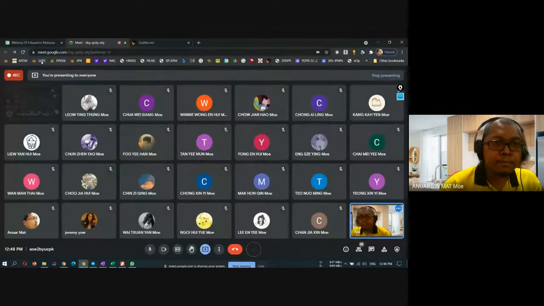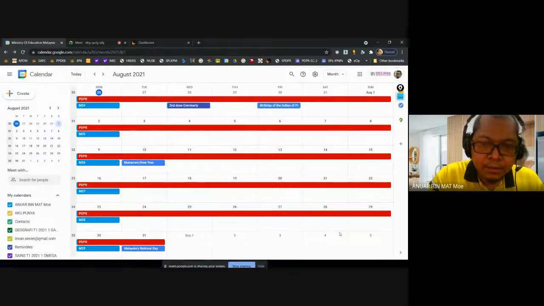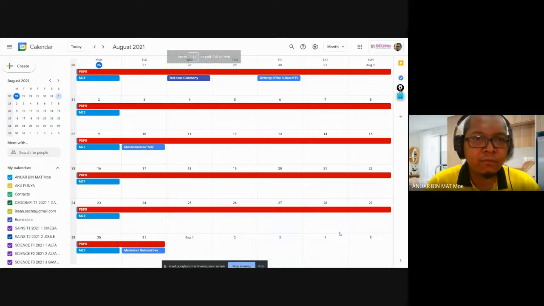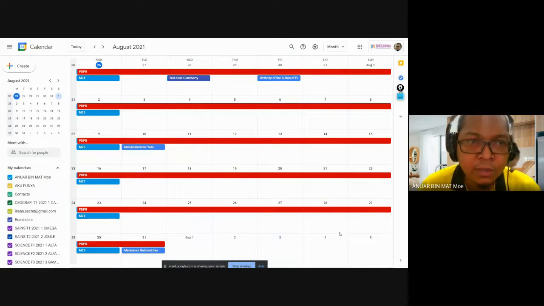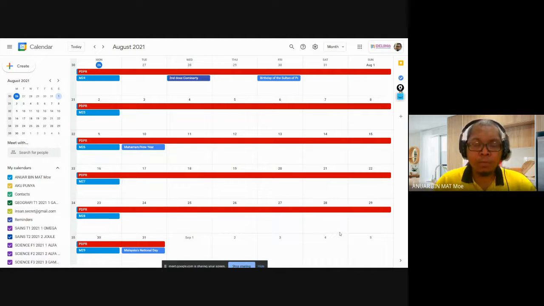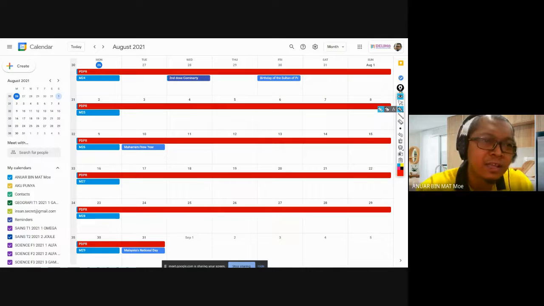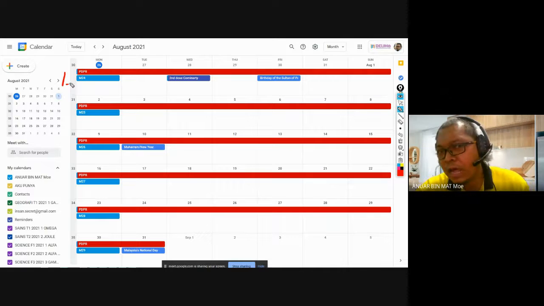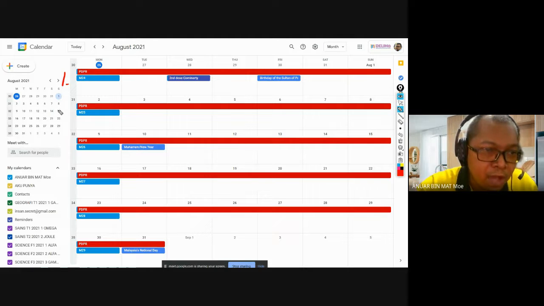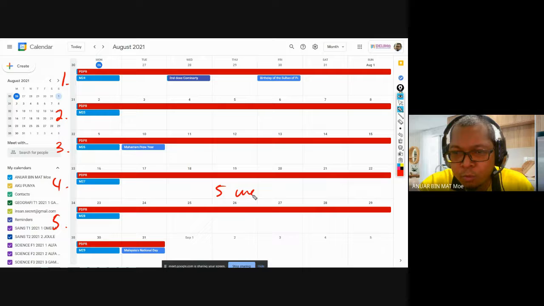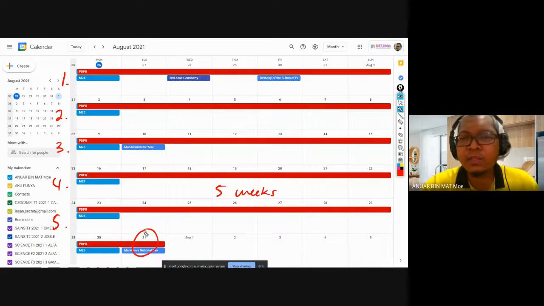Okay, next one. This is the calendar for August. As you know, we continue learning from home, starting from 26th of July until 31st of August 2021. For how many weeks, class? This is our first week for PDPR version 4, and then we have second week, third week, fourth week, and fifth week. We have 5 weeks to go, until 31st of August 2021.